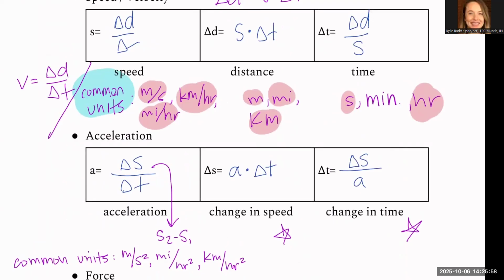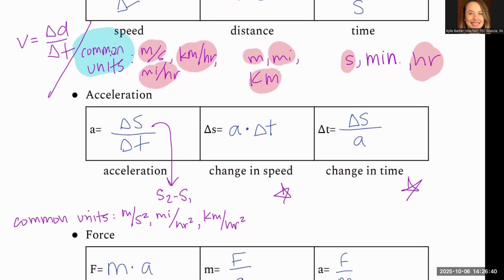So we have our original formula here: A equals delta S divided by delta T. It could also say A equals delta V divided by delta T. And remember that delta S is change in speed, which is speed 2 minus speed 1. We also could rearrange this formula if we needed to solve for change in speed. That would be A multiplied by delta T. Or if we needed to solve for the amount of time over which this happened, that would be change in speed divided by acceleration.